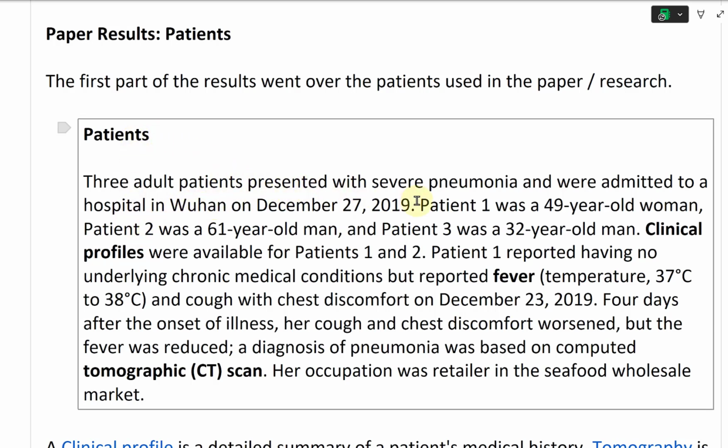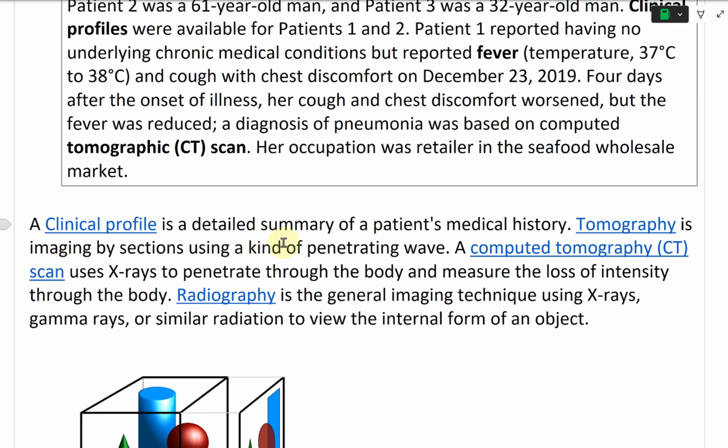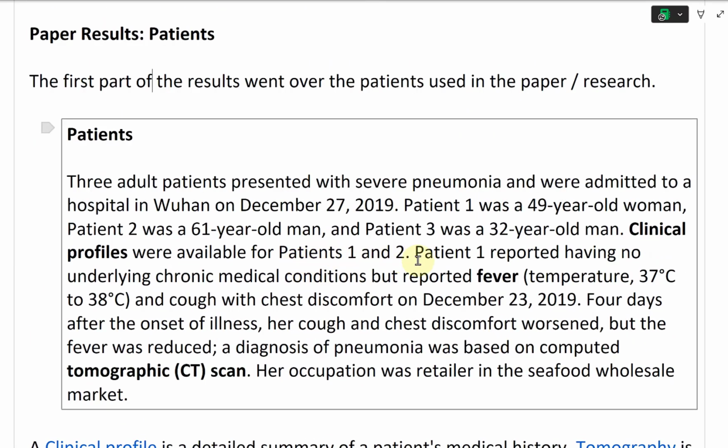So patients: 3 adult patients presented with severe pneumonia and were admitted to a hospital in Wuhan on December 27, 2019. Patient 1 was a 49-year-old woman, patient 2 was a 61-year-old man, and patient 3 was a 32-year-old man. Clinical profiles were available for patients 1 and 2, and a clinical profile is a detailed summary of a patient's medical history. So that's what was available for patients 1 and 2.